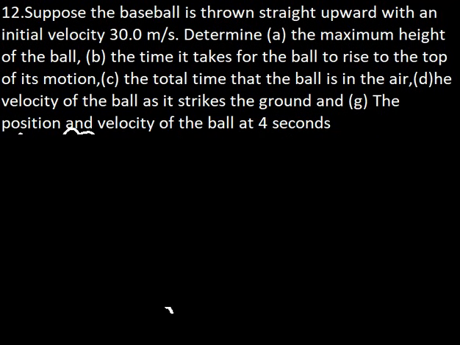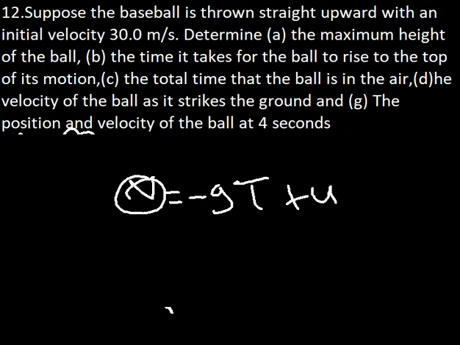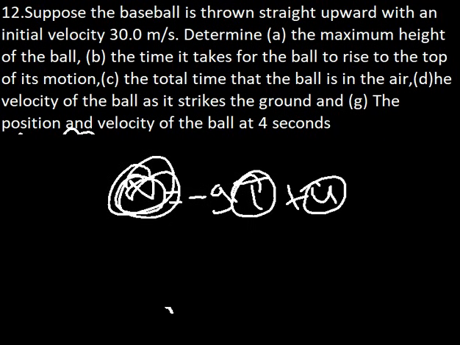Apart from that, the total time can also be obtained using the equation: final velocity is equal to negative g d total plus initial velocity. If we have the velocity as the object strikes the ground, and the initial velocity, we can find the total time. We can also use that formula as long as we have the final velocity. Question D asks us to find the velocity of the ball as it strikes the ground. Now we're looking for the final velocity. Since we have the d total and the initial velocity, we can find the final velocity at that point. And we should have the position and the velocity of the ball at 4 seconds.